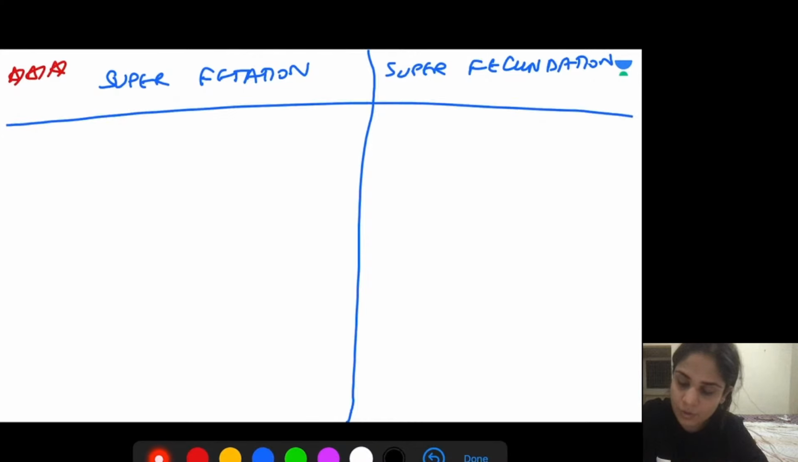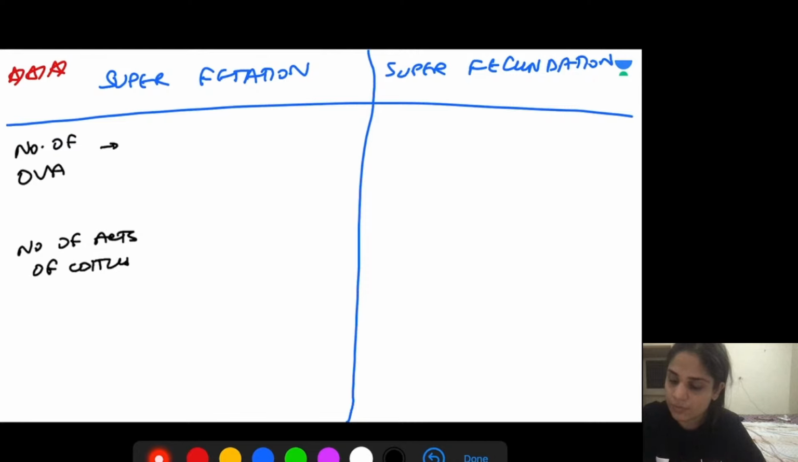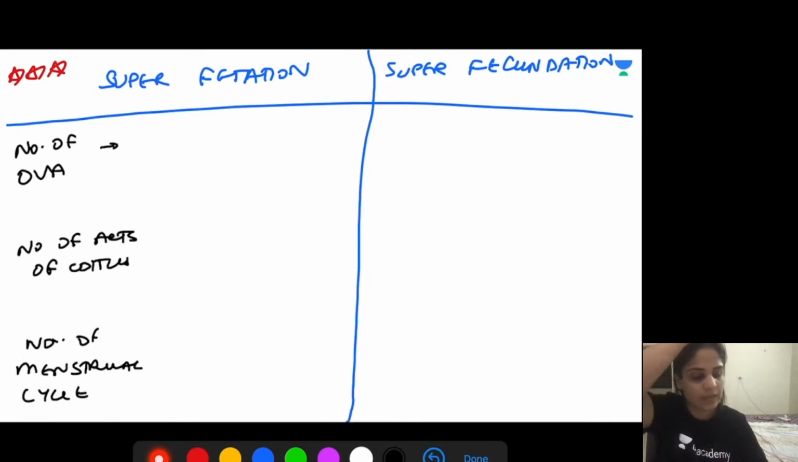So what are the number of ova in superfetation and superfecundation? One thing we all know, that there are 2 children being born, 2 fetuses being produced in both superfetation and superfecundation. Okay, so what are the number of ova? What are the number of acts of coitus? And what are the number of menstrual cycles that it happens in? Okay, so any idea about this?